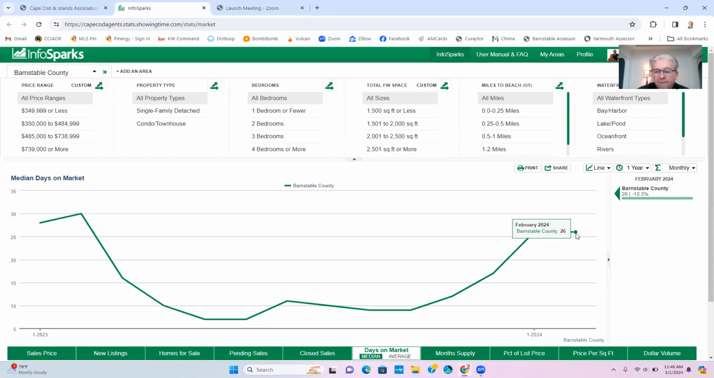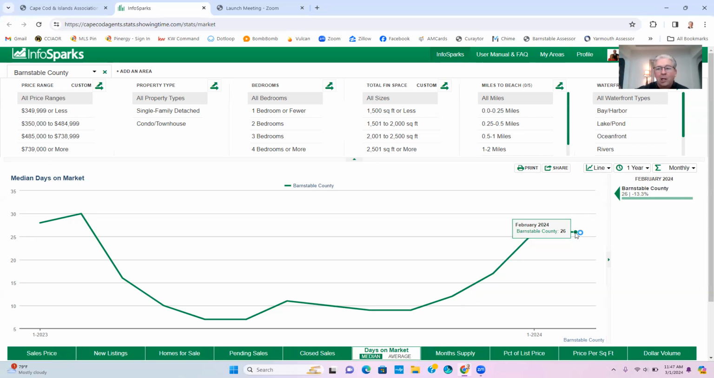The next sector we're going to talk about is the days on market. So February ended up being around 26. January was about 26. So that's a push, right? So what days on market tells us as agents is how quickly properties are going under contract. And based on these numbers, it was the same amount of time in January as it was in February at 26 days on market.